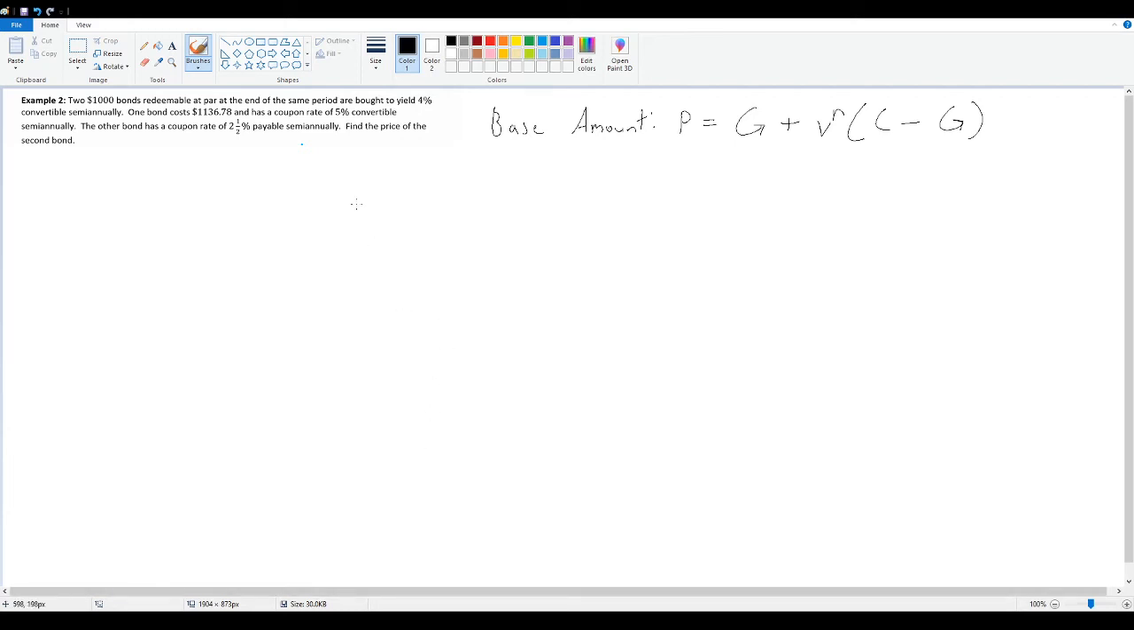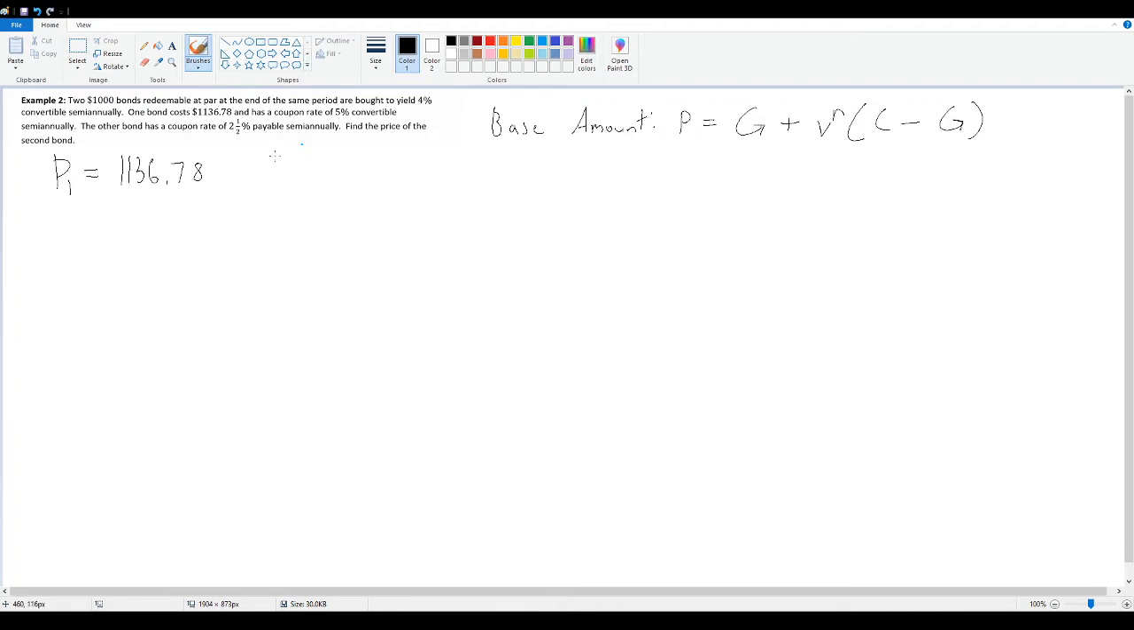Alright, so here I have a problem involving two bonds, both redeemable at par at the end of the same period, with the same interest rate of 4% convertible semi-annually. One of the bonds is going to cost $1,136.78. That's the price of the first bond, which I'm going to note as P1. So I have it equal to that.